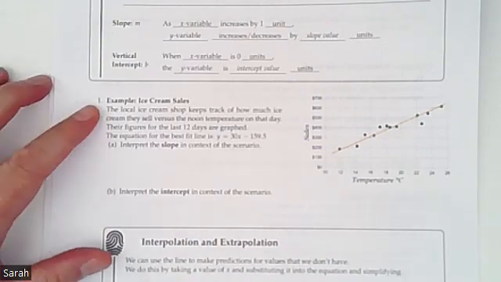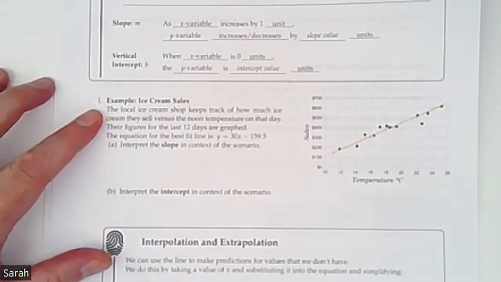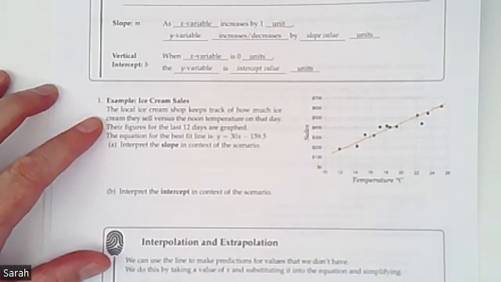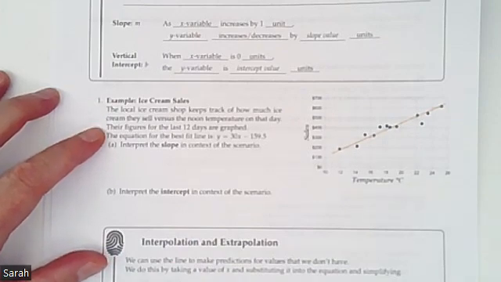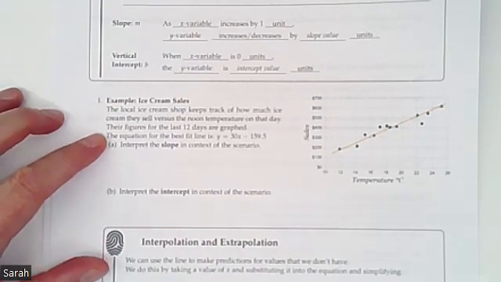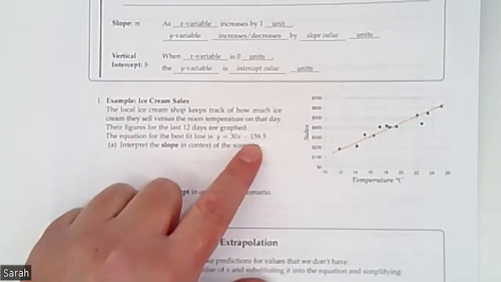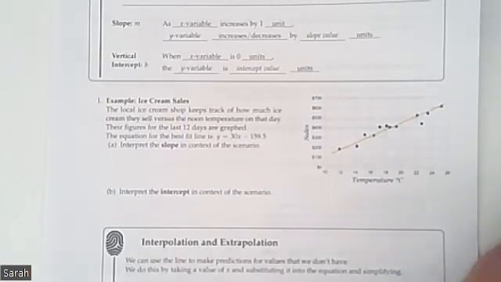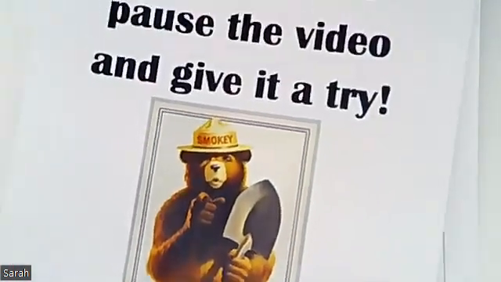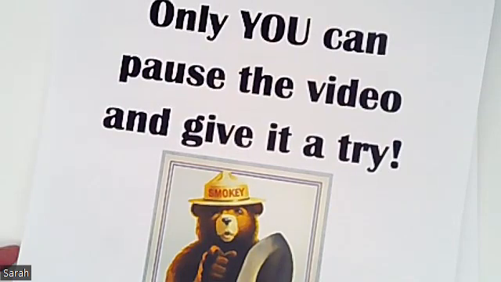Our story here: the local ice cream shop keeps track of how much ice cream they sell versus the temperature at noon each day. Their figures for the last 12 days are graphed in this graph, and the equation for the line of best fit is y equals 30x minus 159.5. So what I'd like you to do is go ahead and pause the video and give this a try.